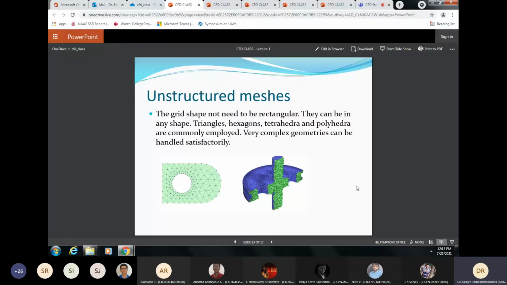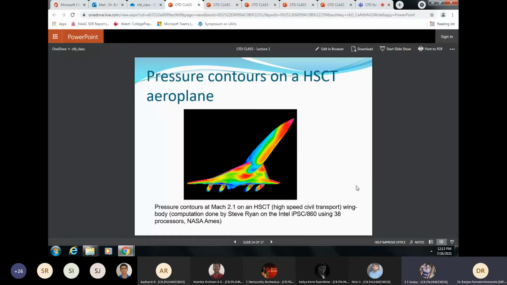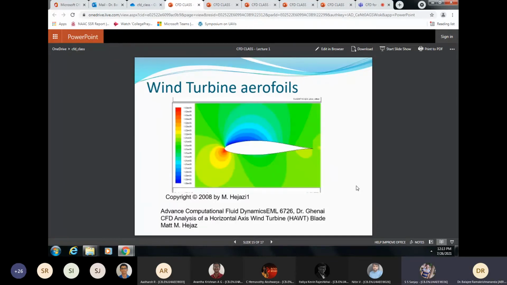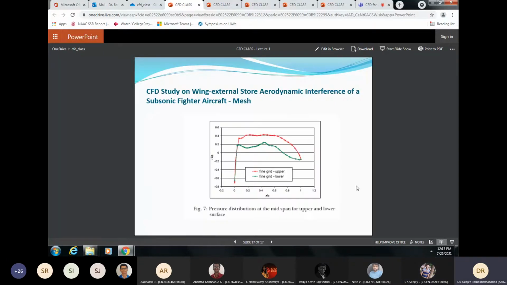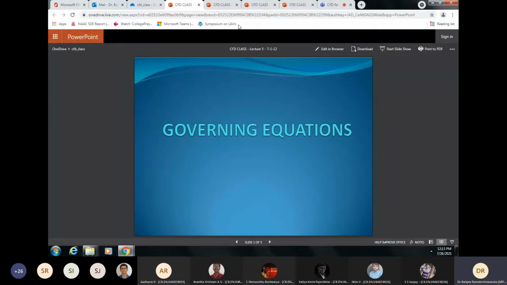Did we go to unstructured meshes? Yes, sir. And we saw pressure contours on the HSCT aeroplane, wind turbine airfoils. This one I remember, right? CFD study. This is just your upper and lower Cp values on one section of the wing. Have you seen this? Yes, sir. We also saw this. So we have finished this actually. We'll go to the next lecture.